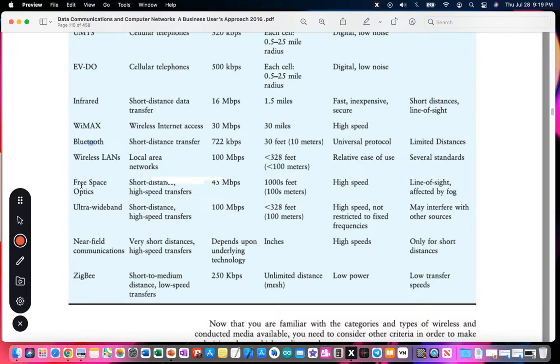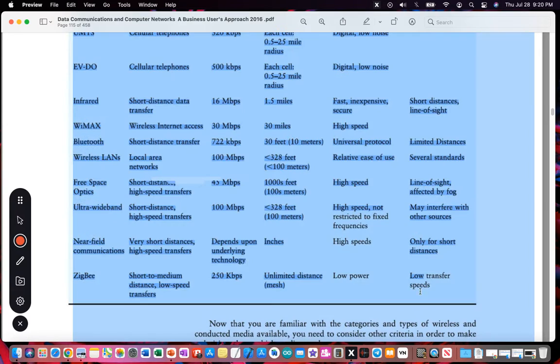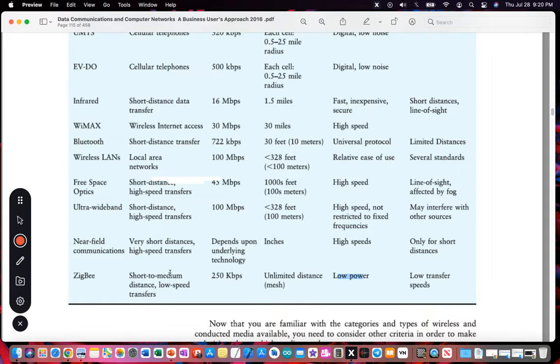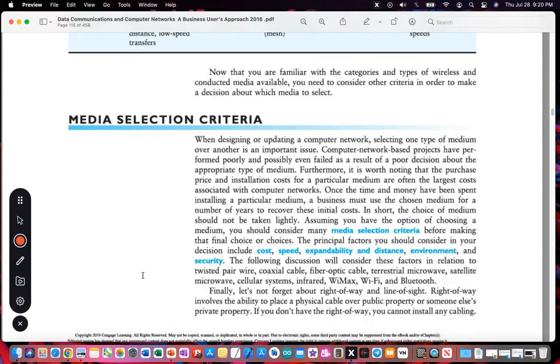Each one is mentioned here: the free space optics, ultra wideband, near field communication, very short distances, high speed transfer, depends upon underlying technology, and inches, high speed only for short distances. The Zigbee, low transfer speed, low power. Zigbee is low power, and unlimited distance. And that's it for the wireless.